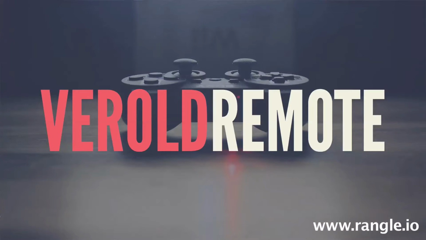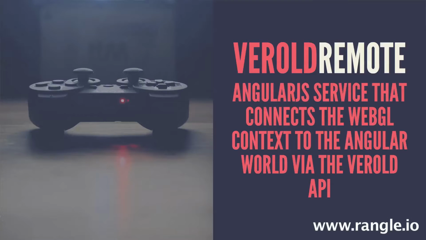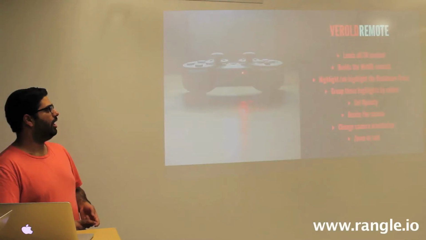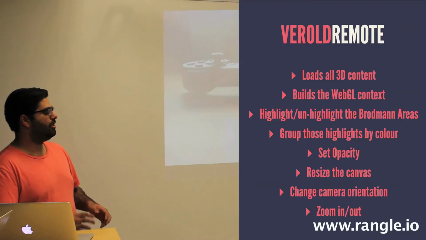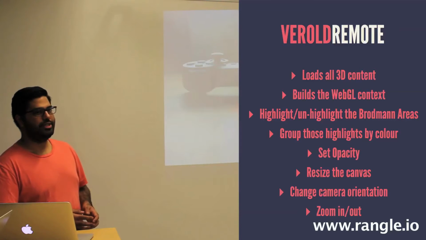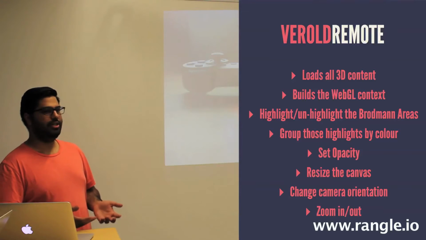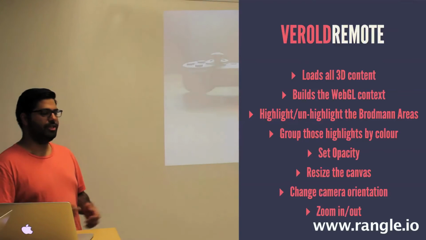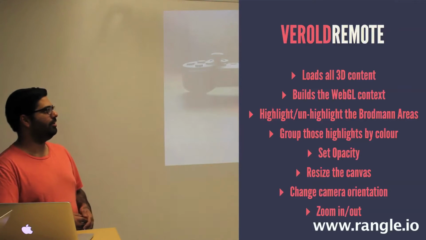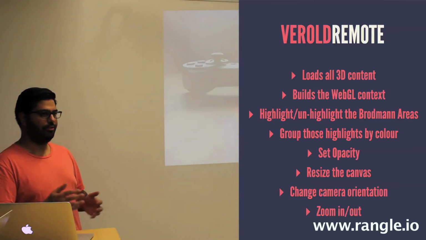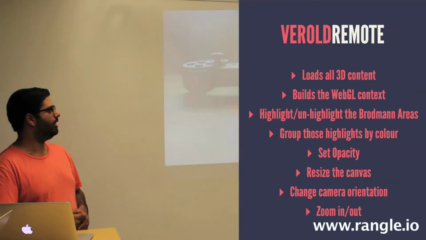So in order to control the Wrangle API, we built something called the Wrangle Remote, and this was basically an AngularJS service that connects the Angular world to the WebGL context via the Wrangle API. At this point, you can access the WebGL context and highlight or unhighlight the different Brodmann areas, choose the color for them, set opacity, resize the canvas, change the camera orientation, zoom in, zoom out. So if you resize the window, you would trigger an event in the Wrangle remote to make sure that you resize the canvas and you update it and scale it appropriately.